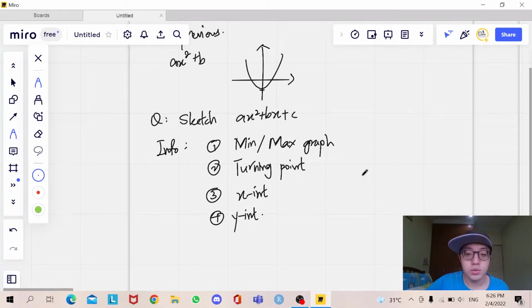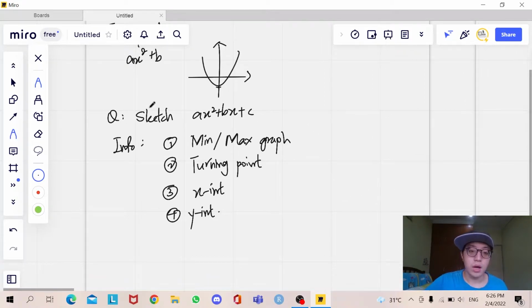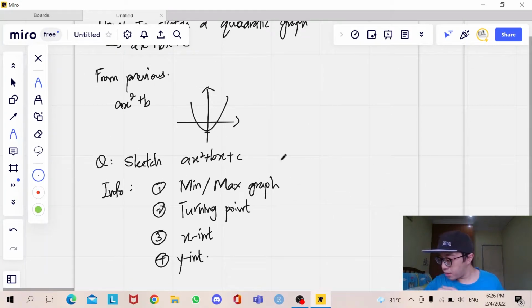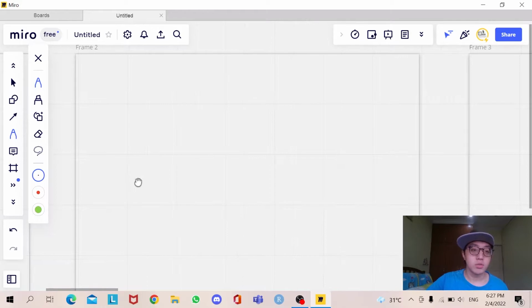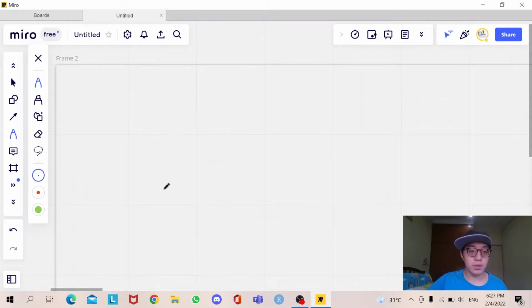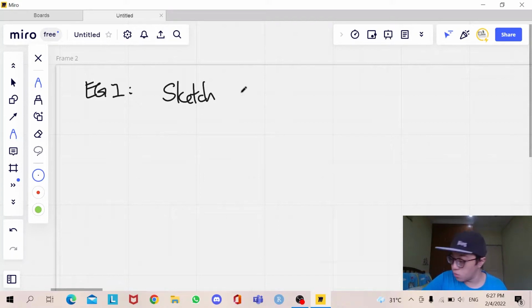I have prepared three different examples here. So I'm going to show you how we are going to sketch a quadratic graph. Let's go. Example number one: sketch y equals 2x squared plus 4x plus 5.